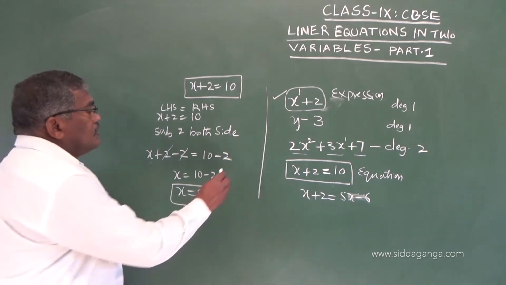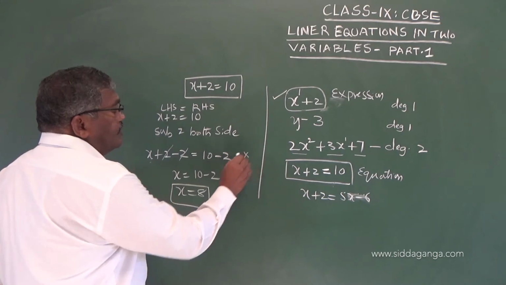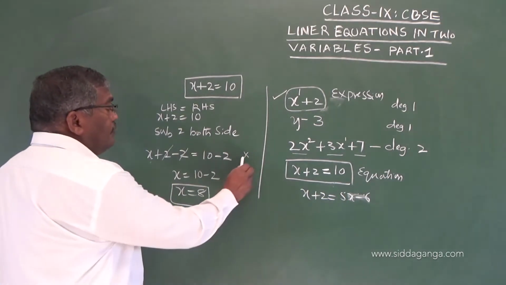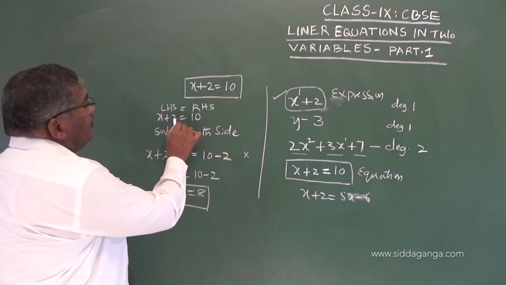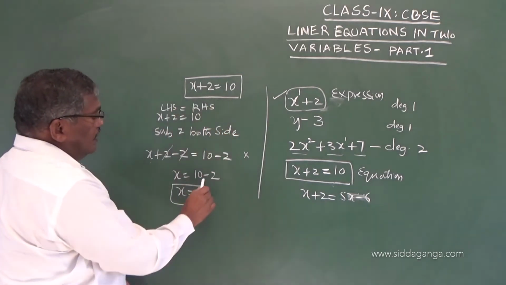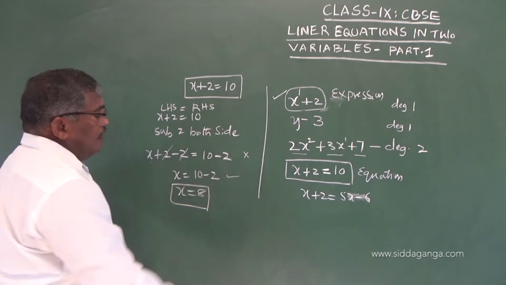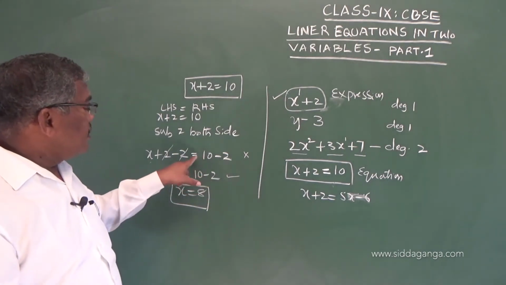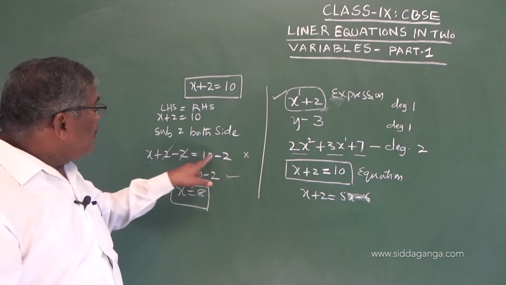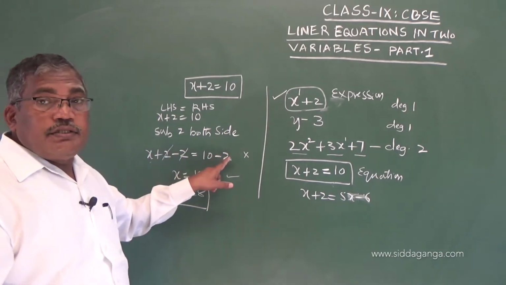Sometimes we skip this step after getting some clear knowledge. So what we do is x equals, we transpose 2 to the right hand side with a minus sign, and directly write this step. But the basis is this: we are subtracting 2 on both sides.